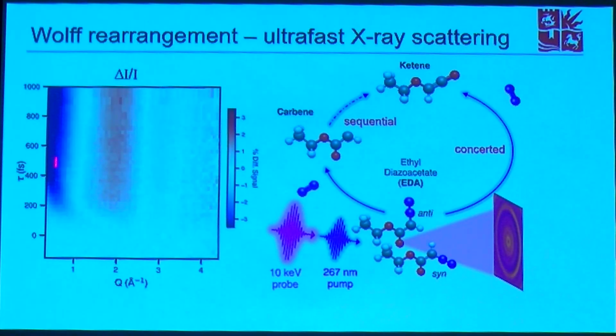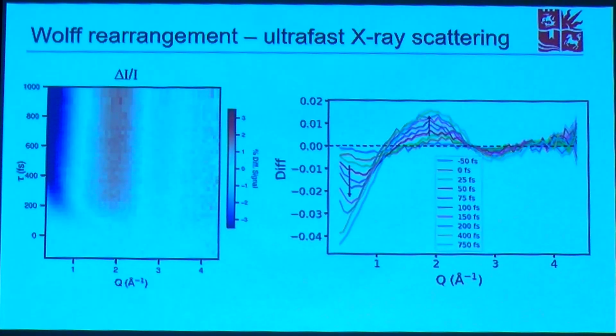Negative going features here are depletion signals. So these are changes in the scattering pattern that we're plotting here. So negative features are depletions, blue features are depletions, and red features are new internuclear or interatomic separations that are developing from the photochemistry.